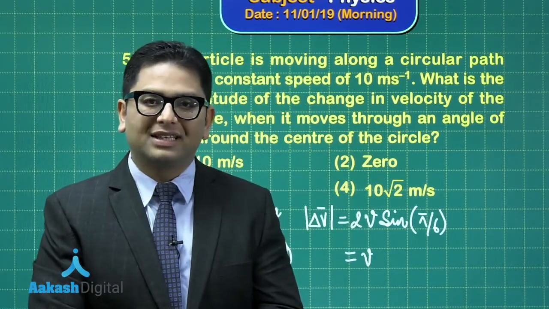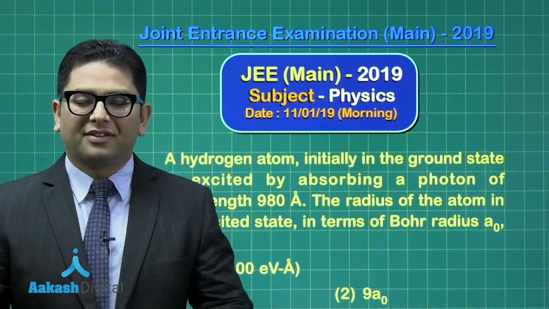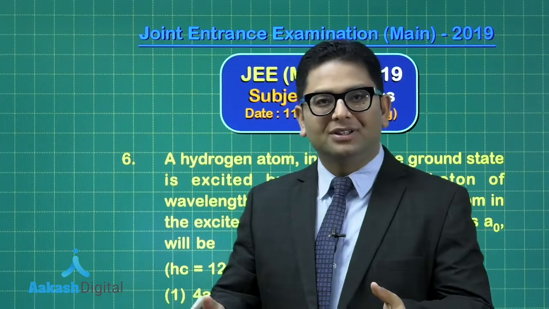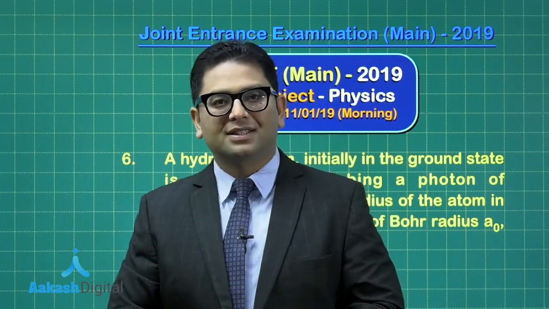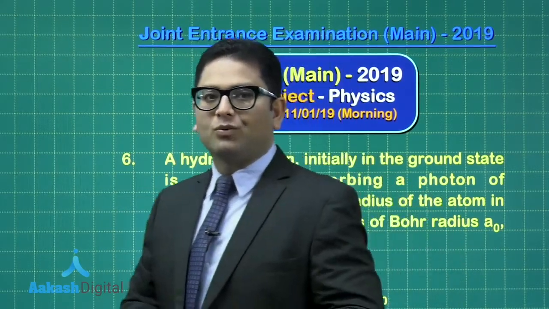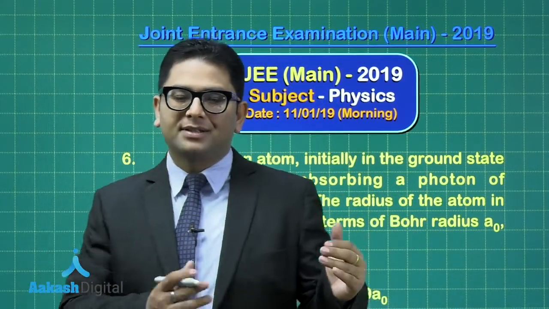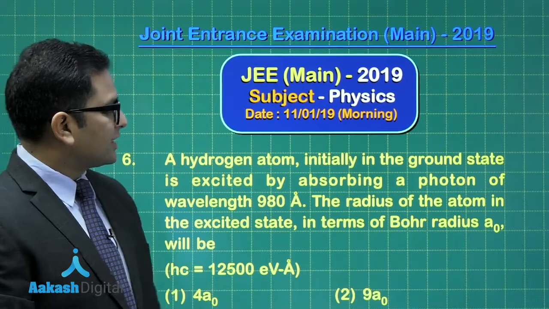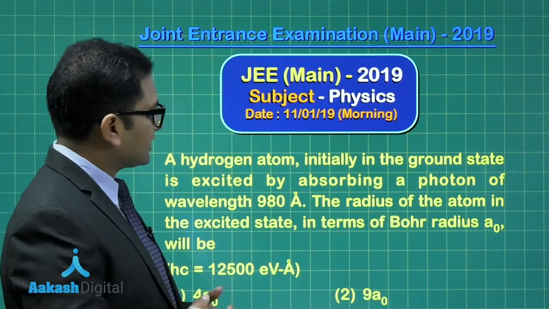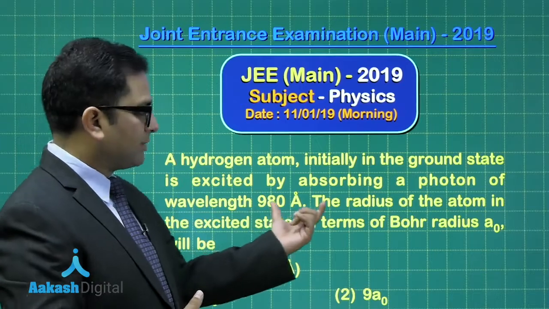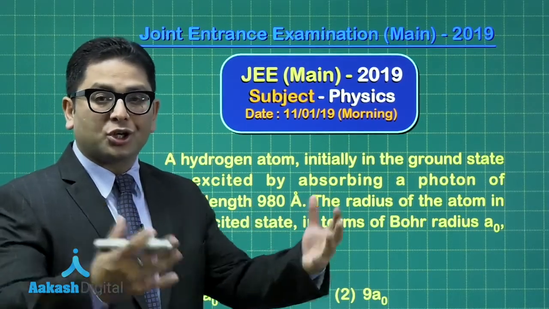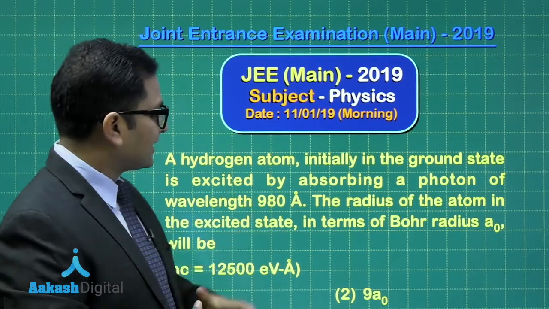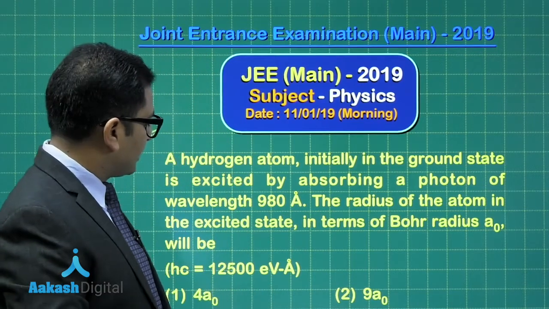Time to move to question number 6. The 6th question has been brought from the topic of Bohr's hydrogen model from the chapter Modern Physics. So this is an area which is quite an expected one, and we generally focus on these topics during the classroom discussion. Okay, so it says there is a hydrogen atom which is initially in the ground state, and that's excited by absorbing a photon of wavelength this much. So the atom is going to go to the excited state. We need to calculate the radius of the atom in the excited state in terms of Bohr's radius a0.